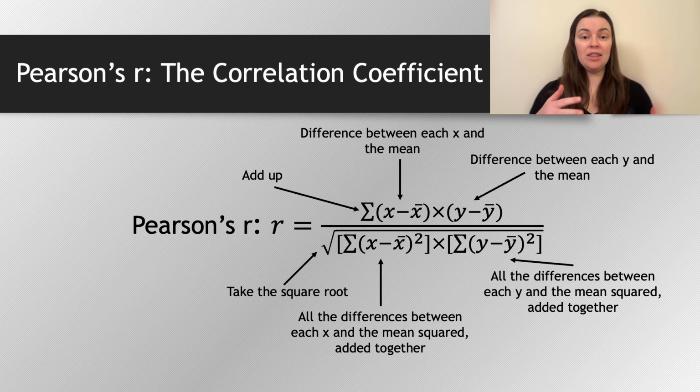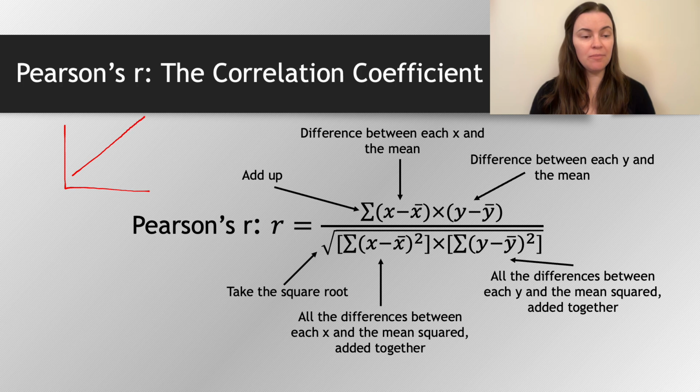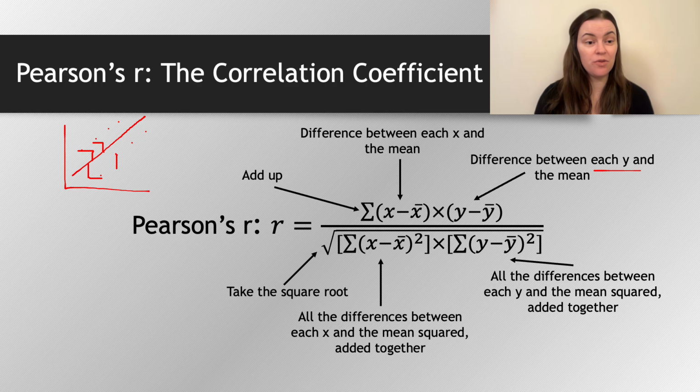What you would do, and I'll break this down for you here, is you would add up the difference between each x and the mean. And so if you think of this in terms of our scatter plot here, what we're essentially doing is, if we had a trend line, we are looking and calculating the difference between each of these dots relative to what the true average or trend line is here. And then we're multiplying that by the difference between each y and the mean. So we're doing this for both sides of the equation here.